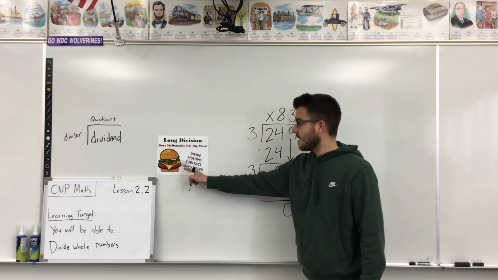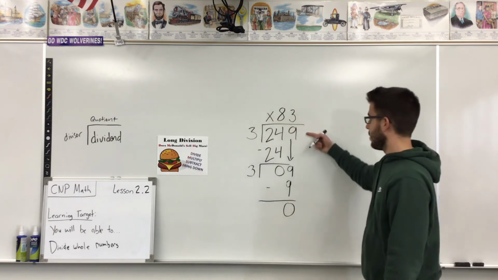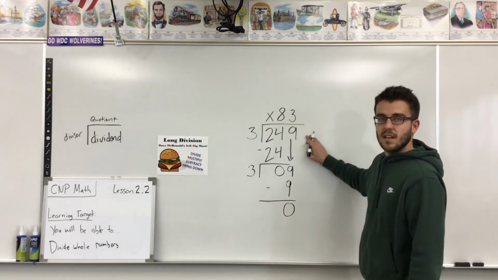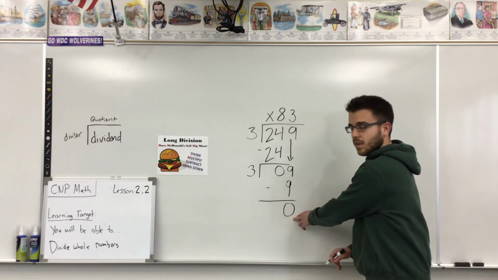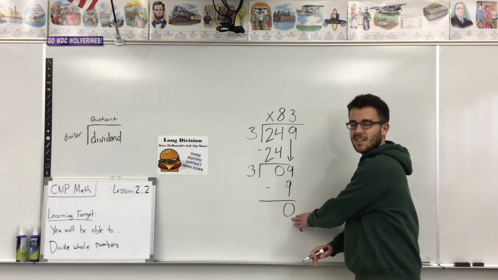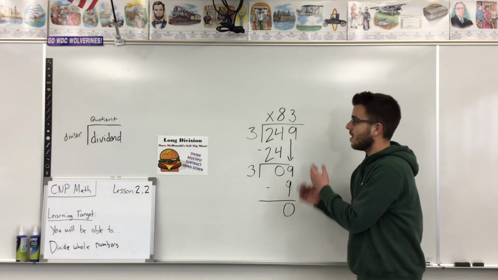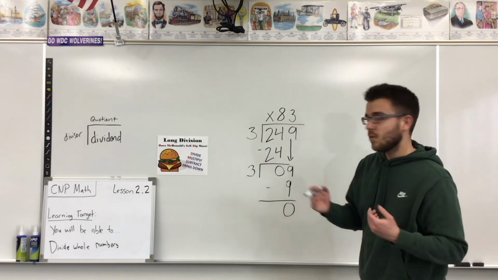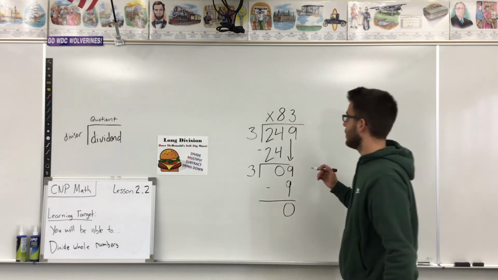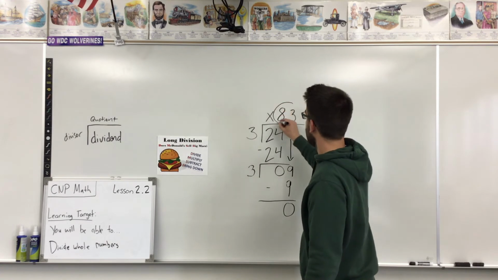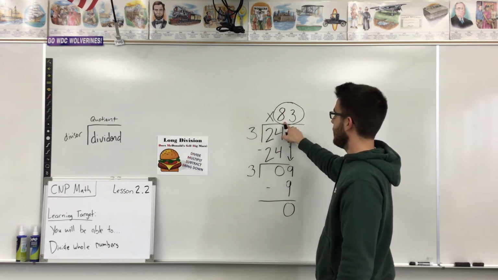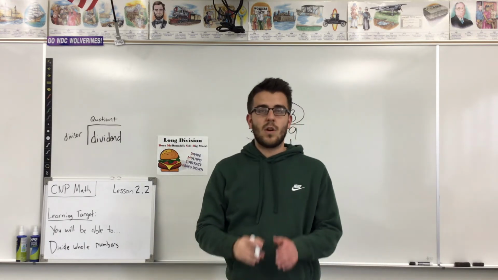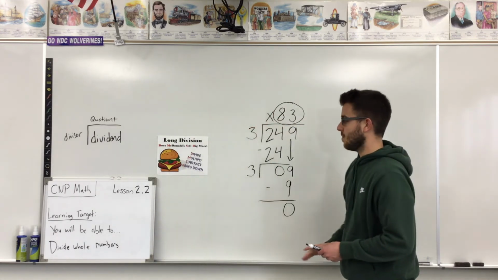All right. Our next step says to bring down, but over here, we don't have anything else to bring down. And also, we don't have anything left over. We don't have a remainder here. It's 0. All right. So in this long division problem, we do not have a remainder. Our final answer is 83. 249 divided by 3 equals 83 is your quotient of that problem.